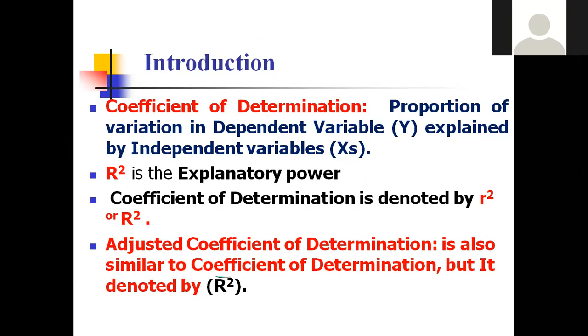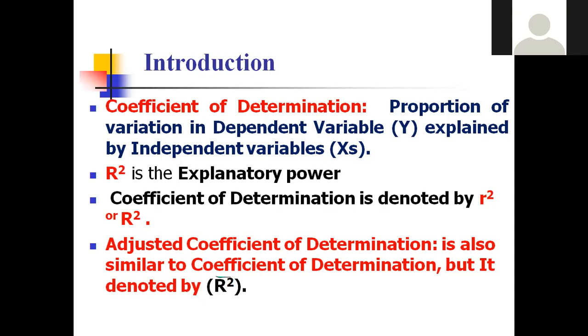For example, if you take any regression analysis, there are two kinds of variables: a dependent variable and independent variables. Here, whatever the variation in the dependent variable due to changes in the independent variables, the R square will explain the variation in the dependent variable explained by the independent variables.